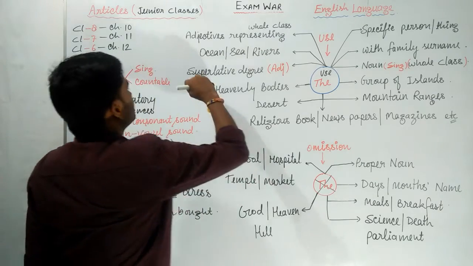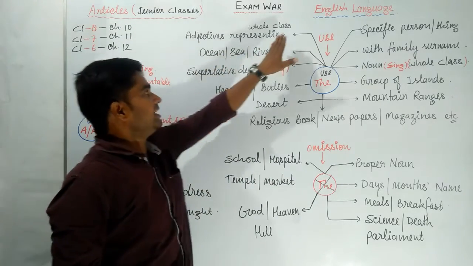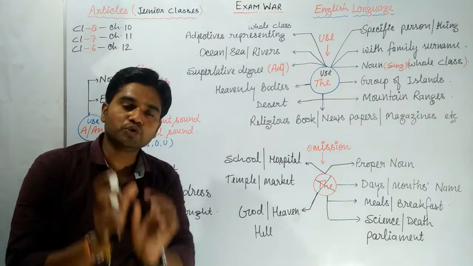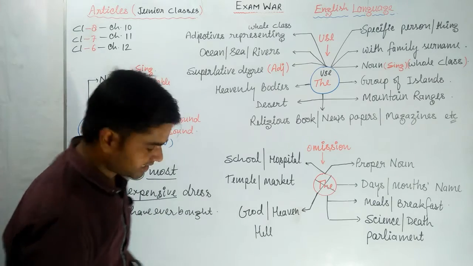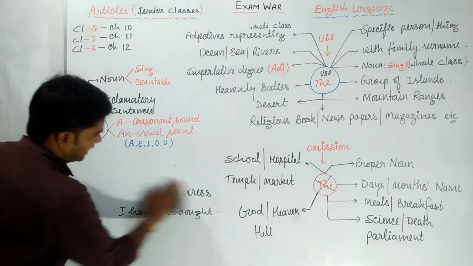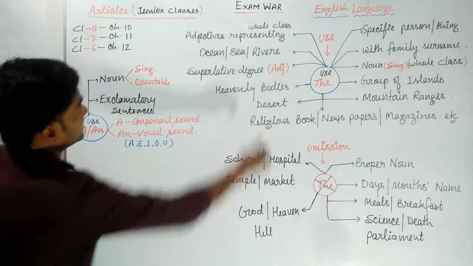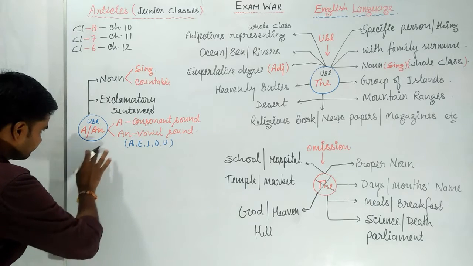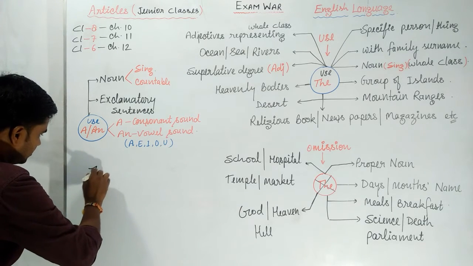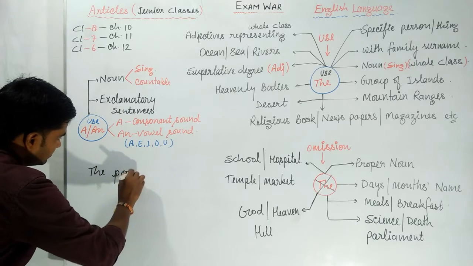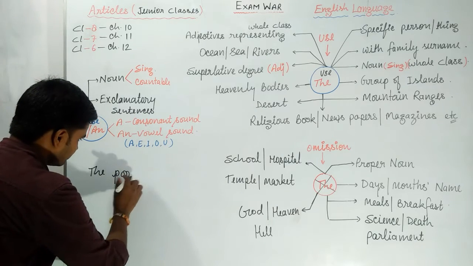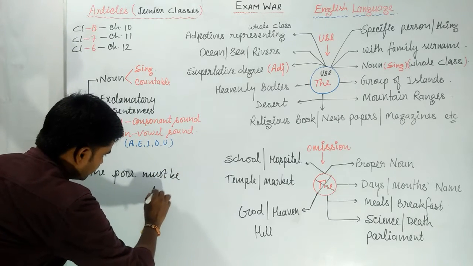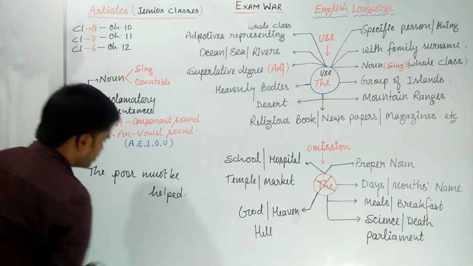Next one, adjective representing the whole class. When any adjective represents the whole class, then we use article the before that adjective. Let me take one more example for that one. If we say, the poor must be helped. The poor must be helped.